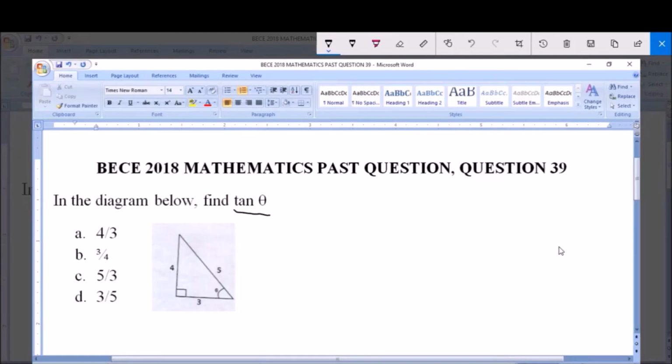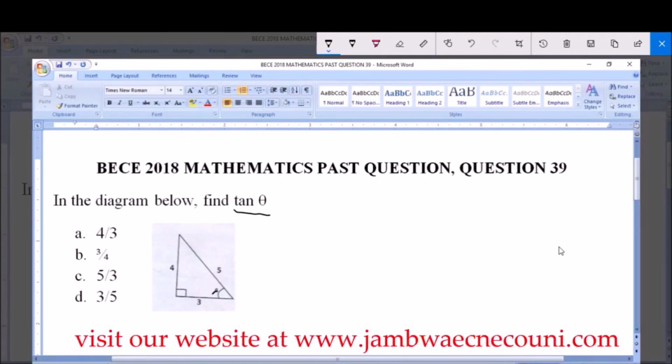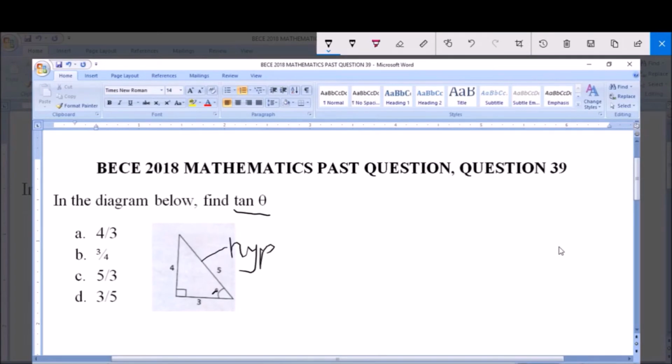Now this is the diagram. This angle here is theta. And you know that when you have a right angle triangle, there are three sides of the triangle in respect to this angle theta here. We have the hypotenuse, this is the hypotenuse. We have the adjacent, this is the adjacent. Then we have the opposite, that is opposite to the angle. This is the opposite.